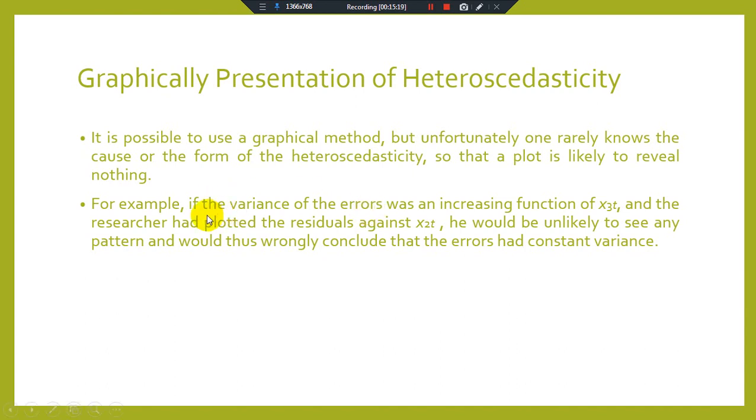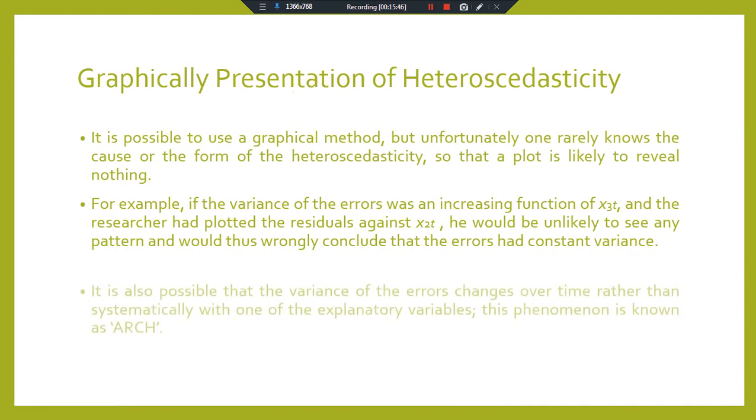So here we have an example. If the variance of the error term was an increasing function of x3, and the researcher is using x2 in the graph with the error term, he would be unlikely to see any pattern, and would thus wrongly conclude that the error has a constant variance. So under these conditions, graphical presentation is unable to explain the exact heteroscedasticity.